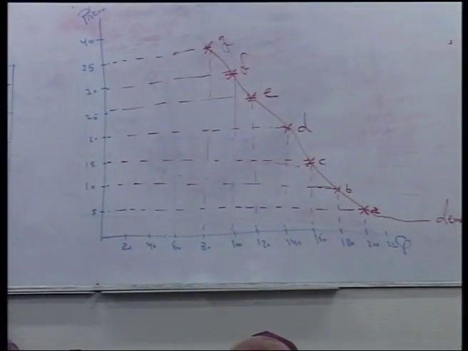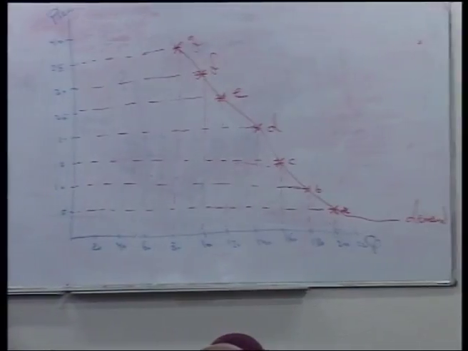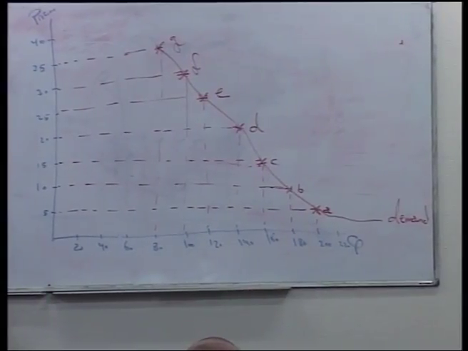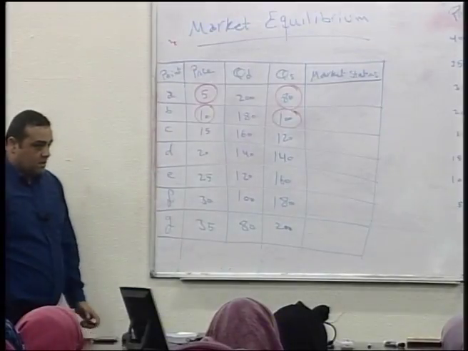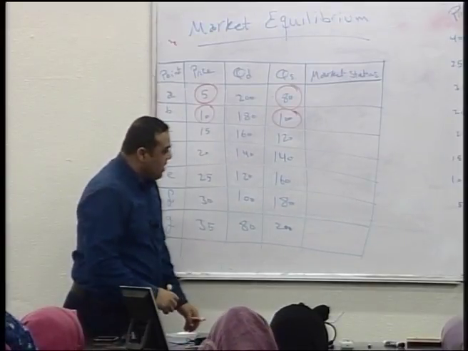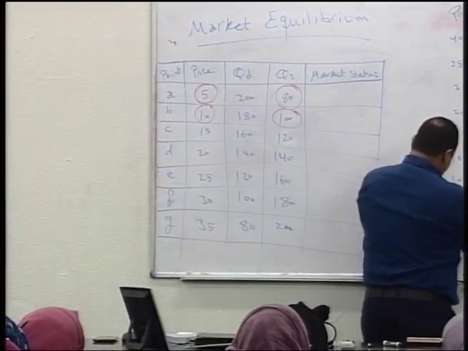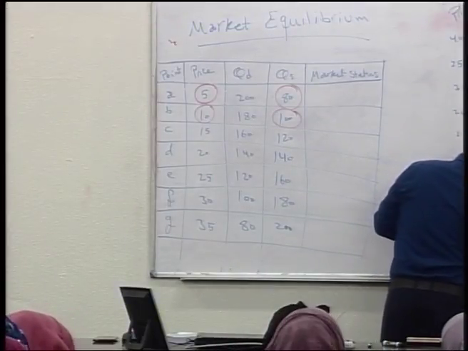Let's go to derive and draw the supply curve. At price equals 5, how much is the quantity supplied? 80. Then 10, 100, 15, 120. Okay? So, for the first point, when the price was 5, how much was the quantity supplied? The quantity supplied equals 80. This is point A.